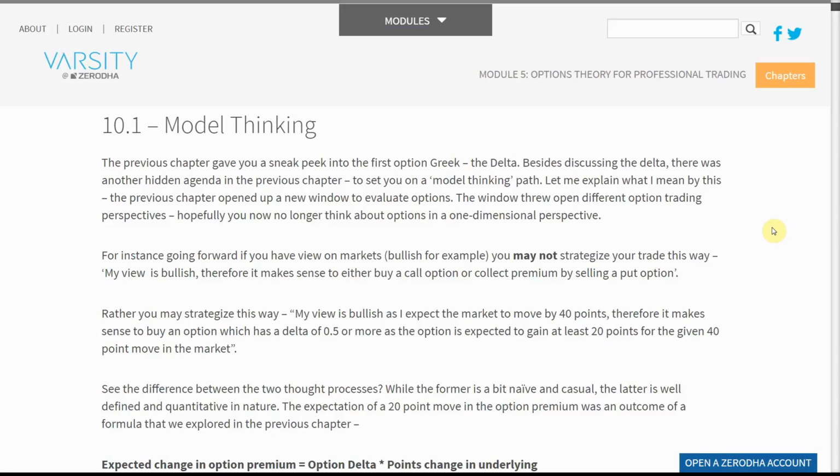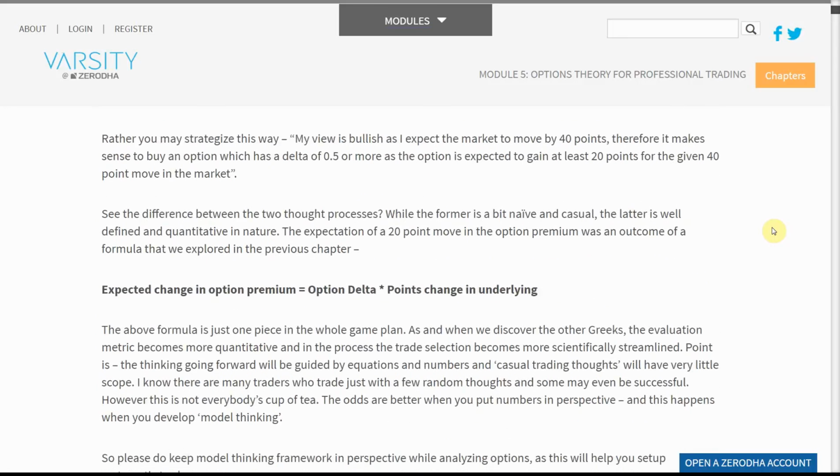For instance, going forward, if you have a view on markets, bullish for example, you may not strategize your trade this way: my view is bullish, therefore it makes sense to either buy a call option or collect premium by selling a put option. Rather, you may strategize this way: my view is bullish as I expect the market to move by 40 points. Therefore, it makes sense to buy an option which has a delta of 0.5 or more, as the option is expected to gain at least 20 points for the given 40-point move in the market.